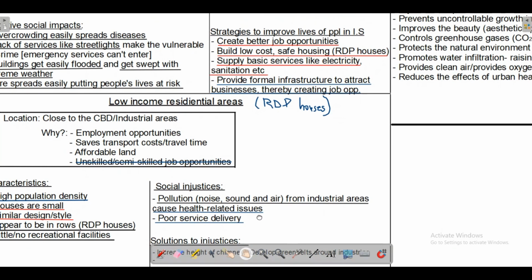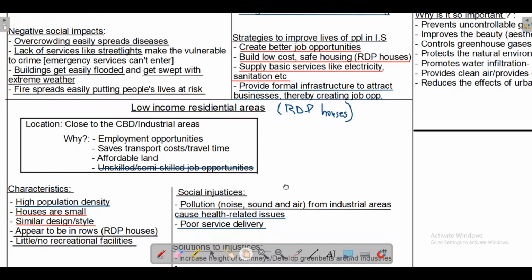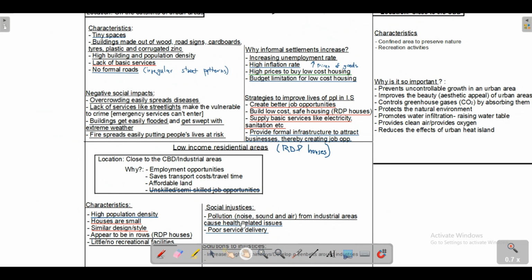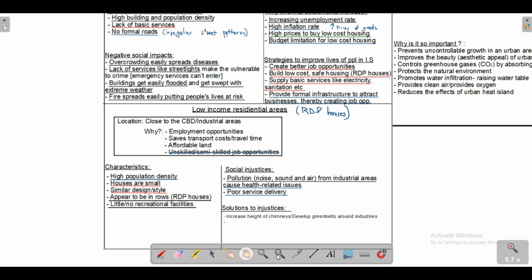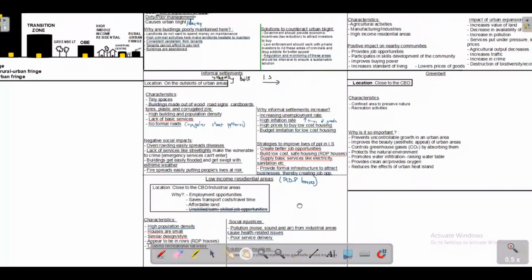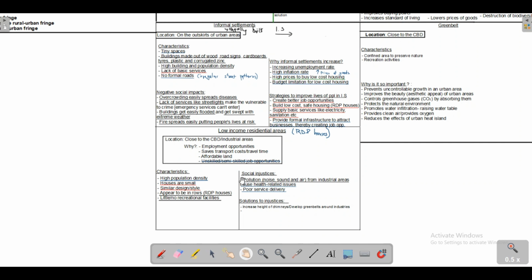So in townships, you always have an issue with electricity. You have an issue with waste collection. They do not arrive on time, and so on. But yeah, the service delivery is very poor. So those are some of the social injustices. We actually have a concept of social injustices, so we'll talk about that in the coming videos, guys, so do not mind that, right? So that is your low income residential areas.